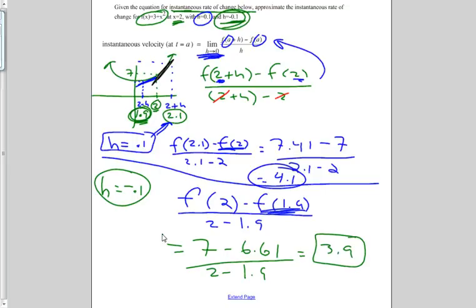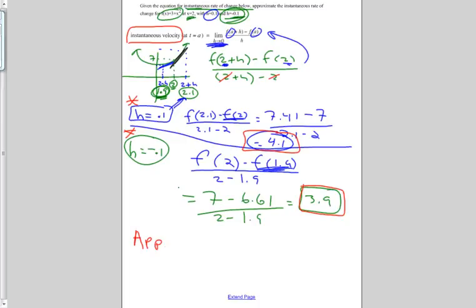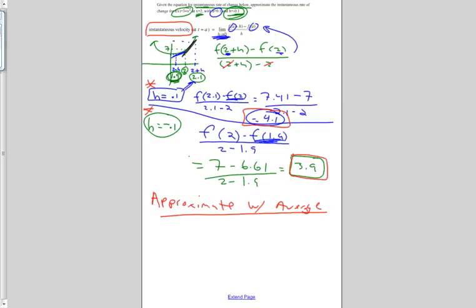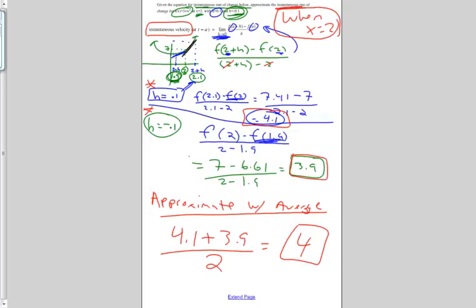So when h equals 0.1, our approximation of the instantaneous velocity was 4.1. When h equals negative 0.1, our approximation was 3.9. They're very close, and to get an even better approximation, let's find the average of the two. So a better approximation would be the average of my first one, when h equals 0.1, plus my second one, when h equals negative 0.1. Find their average. And this is that our instantaneous rate of change when x equals 2, we're approximating to 4. It is, in fact, exactly 4.